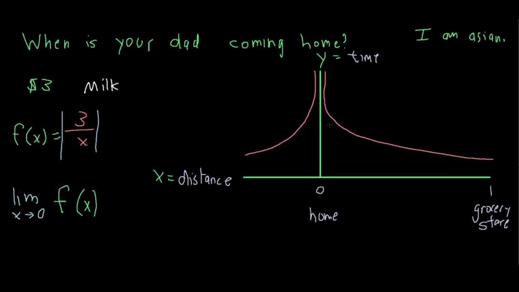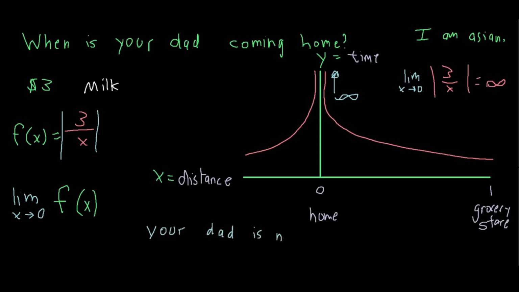As you can see on our graph, the y value, or time it takes until your dad gets home, approaches infinity. The limit as x approaches 0 in respect to the equation of the absolute value of 3 over x is infinity. So basically, your dad is never coming home. Never coming home. And there's your final solution.